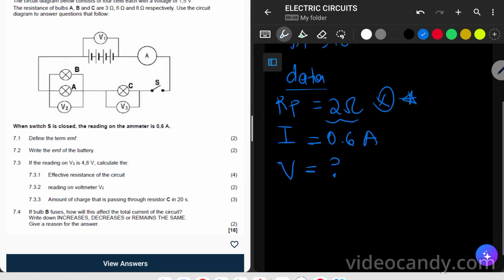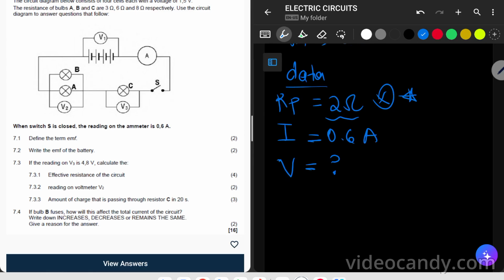I hope you understand and I'm not confusing you. This is just a shortcut to avoid writing long things, and looking at your mark allocation, you're only given 2 marks. So, go back. Which formula do you have that has voltage, current, and resistance? V is equal to IR. Therefore, V is equal to current, which is 0.6, and then your resistance, which is 2 ohms. Let me go and get my calculator. Please give me a few seconds.